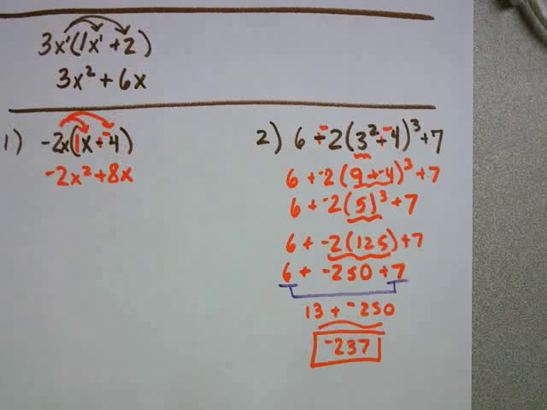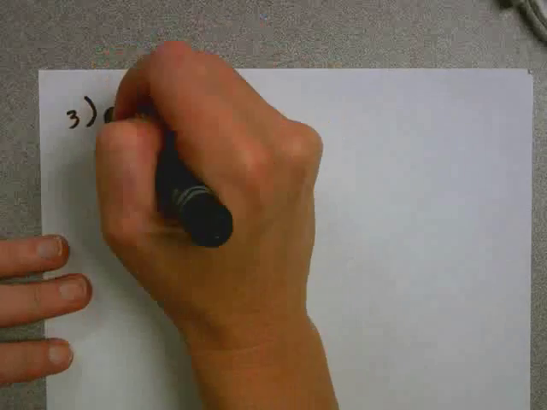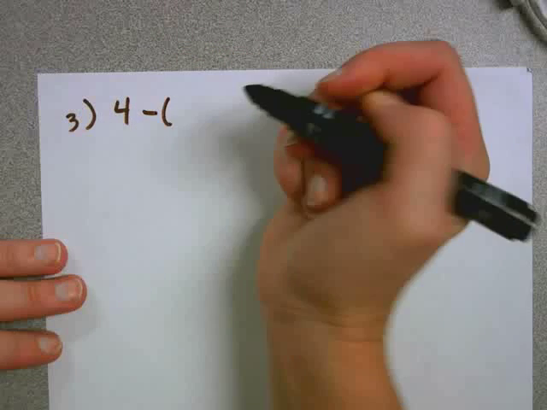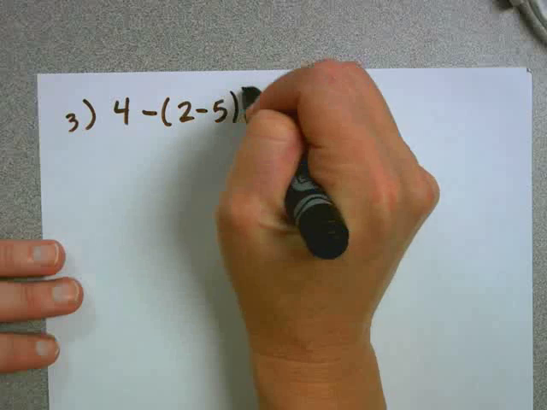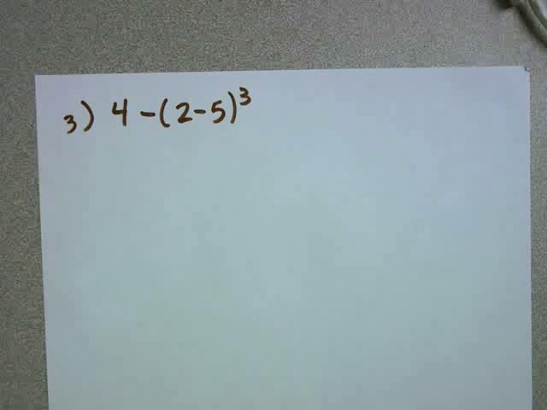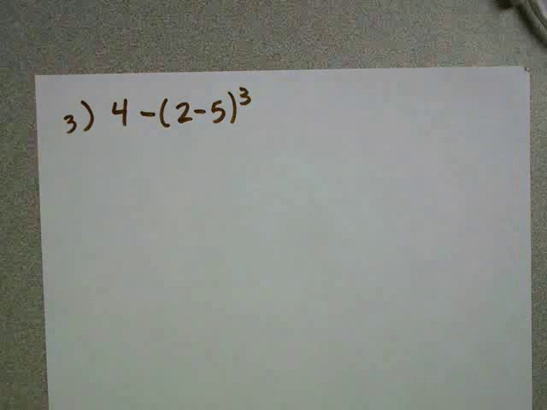I've got 2 more bonus questions for you. We shall see. I know you can do this. So this is number 3. Number 3 is 4 minus the quantity of 2 minus 5 cubed. Okay? Go ahead and pause the video and see if you can do this one. All right, so I'm going to talk through this one. You should have paused it and tried it.